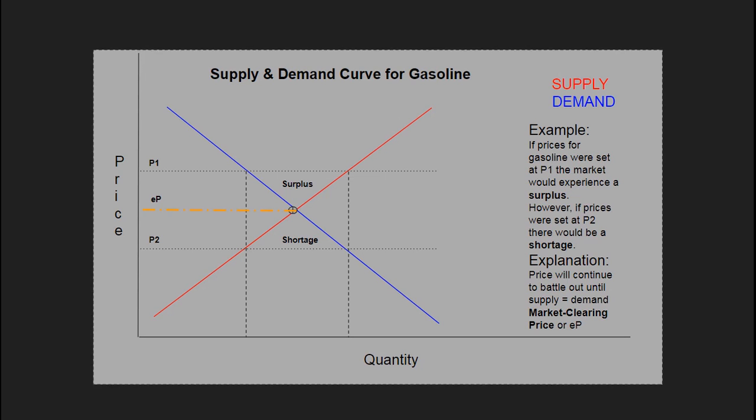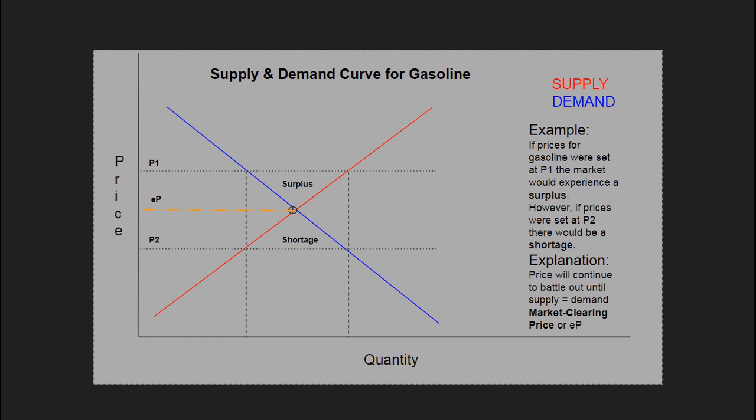Here we have a supply and demand curve for gasoline. I have two examples set up on this one slide right here. I have P1 and P2. Let's say that we have a price of P1. As you can tell, it is higher than the equilibrium price, which I have written as EP. Since it is higher than the equilibrium price, what will happen is that there will be a surplus. People won't buy it because it is too expensive.